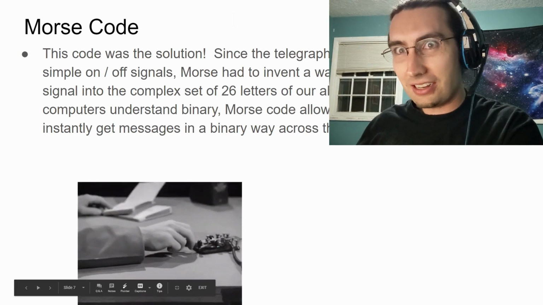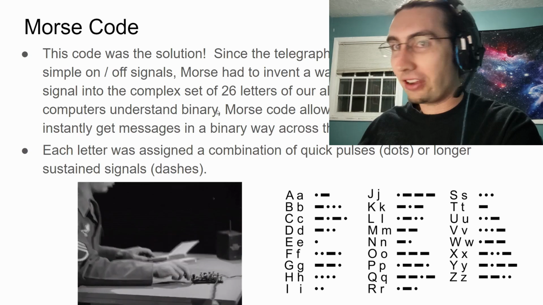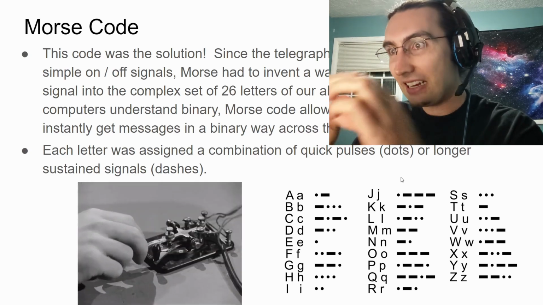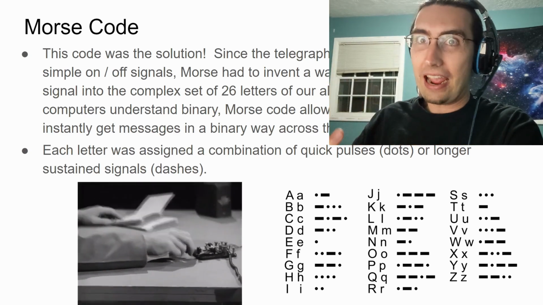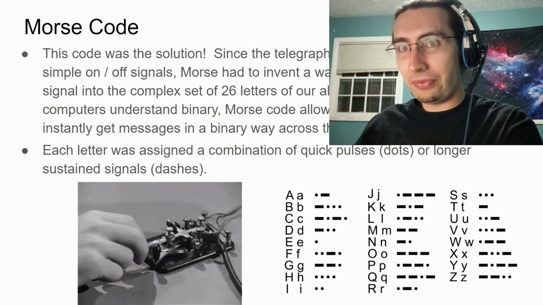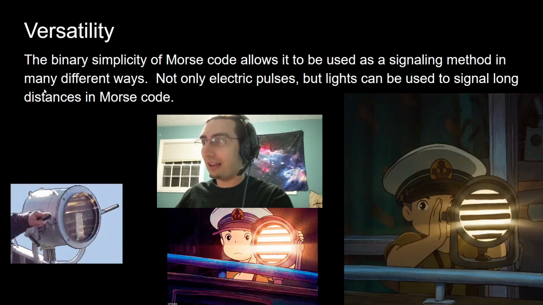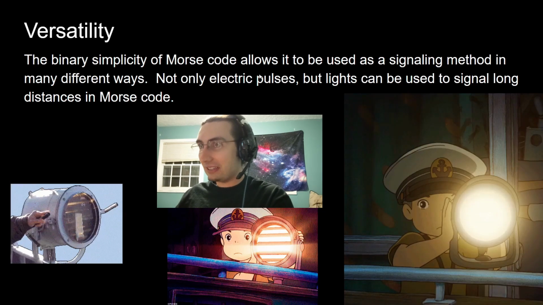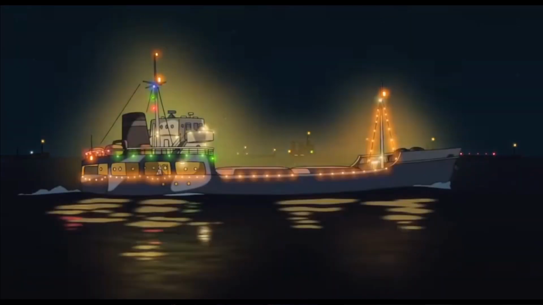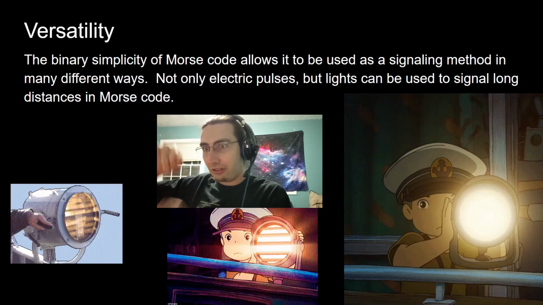And we're back. So the way that Morse did this, using binary, essentially, he coded each letter to have a combination of either quick, short dots or pulses of sound, or longer, sustained signals or dashes. So each letter could be a series of dashes or dots with sound, like quick beep, beep, beep. Anyway, this binary mode of communicating is really versatile. It allows it to be used as signaling methods in many different ways, not only as electric pulses, through sound and through wire, but through lights over long distances. You could communicate to somebody a couple houses down if you couldn't shout that far, if you had a light and you just flash it in different lengths, either quick or long.